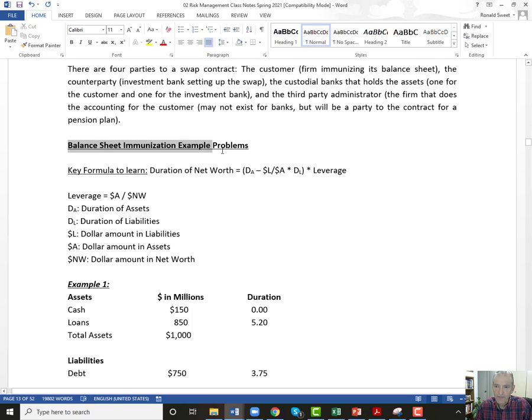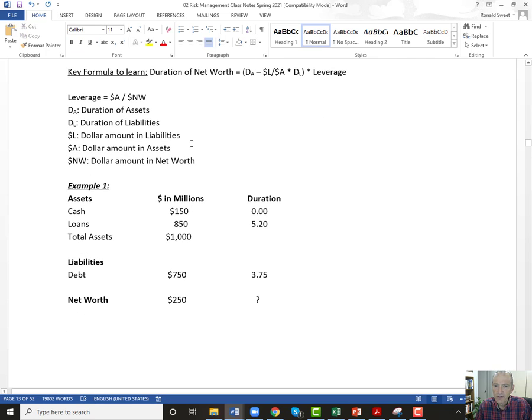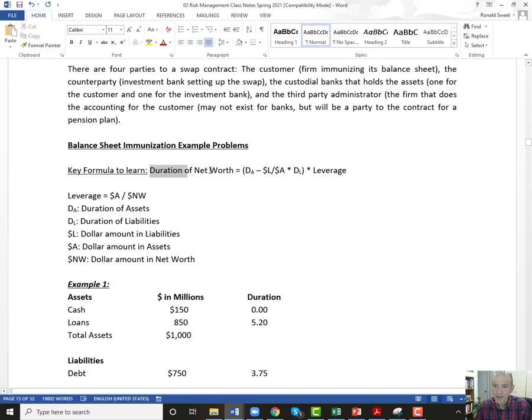We're going to do a full balance sheet immunization problem. There's a few formulas you need. They're easy formulas. First, the duration of net worth. Here's the formula. It's the duration of assets minus the dollar amount of liabilities divided by the dollar amount of assets times the duration of liabilities times leverage. Leverage is dollar amount of assets over dollar amount of net worth. So there's the key formula. I would know this formula.